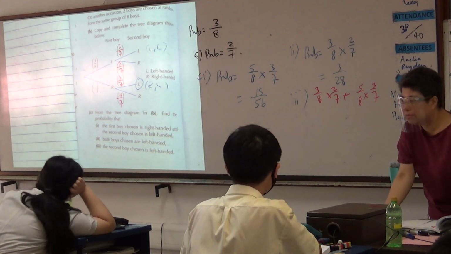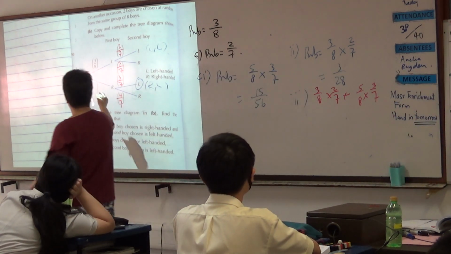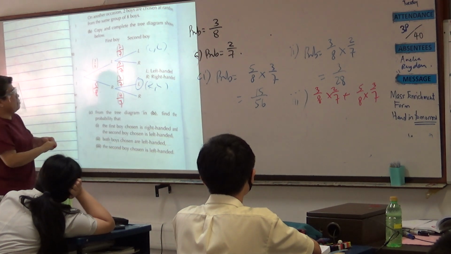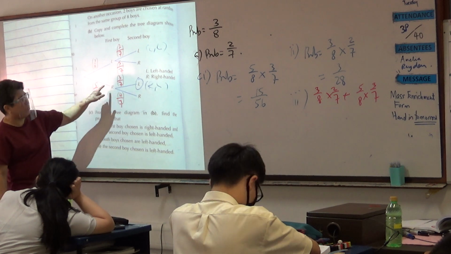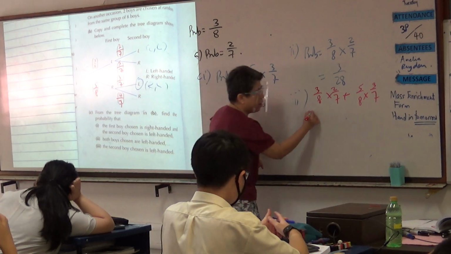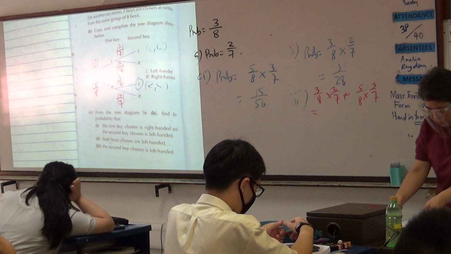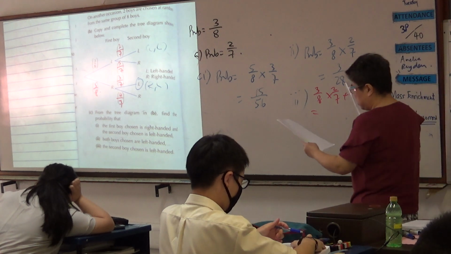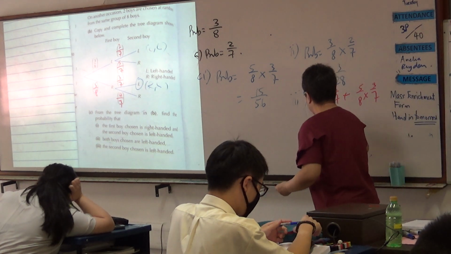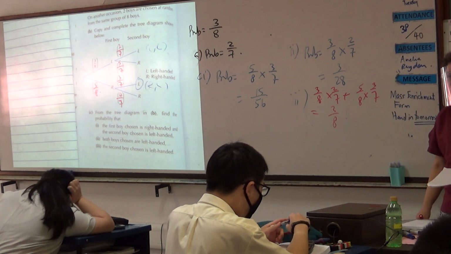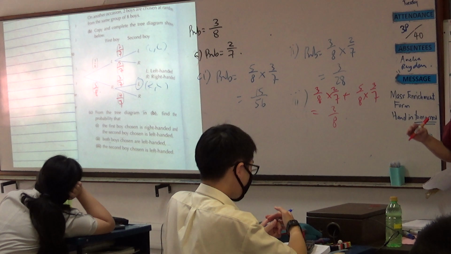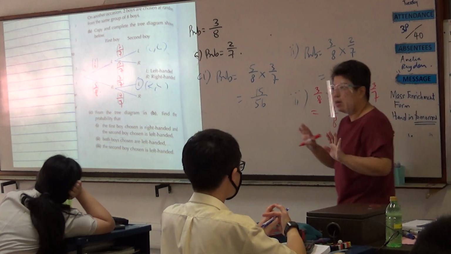Correct, class? Okay, I think I've cleaned off this one. This one should be 5 over 8. That means I will have this, and right, left, 5, 3. Like that. Then when you key in your calculator, 3 over 8 times 2 over 7 plus 5 over 8 times 3 over 7, the answer is just 3 over 8. Is that clear? So, have I made myself very clear over here?